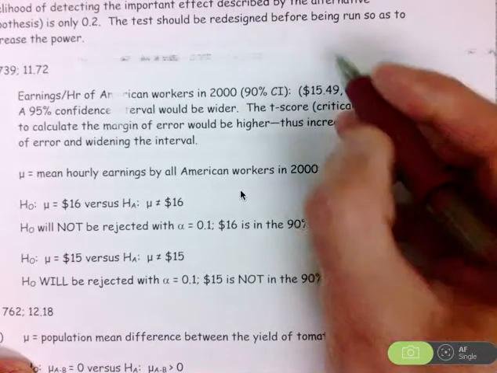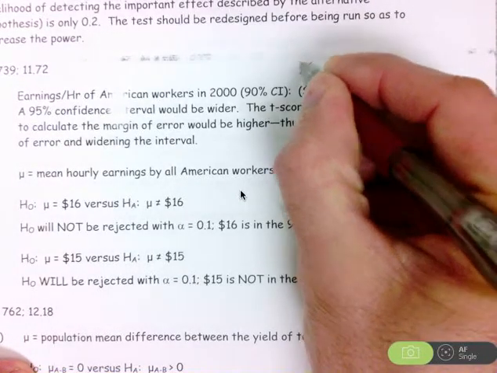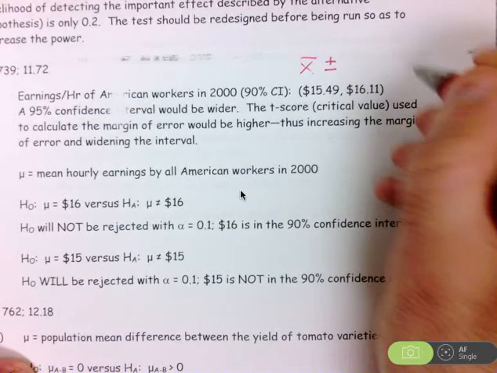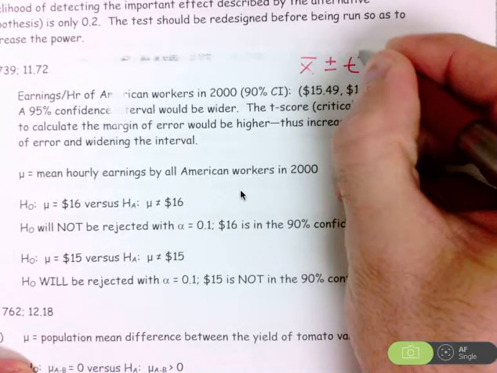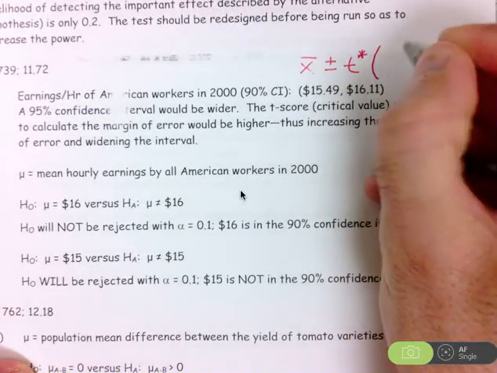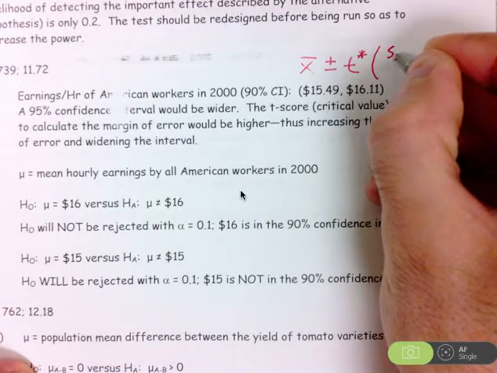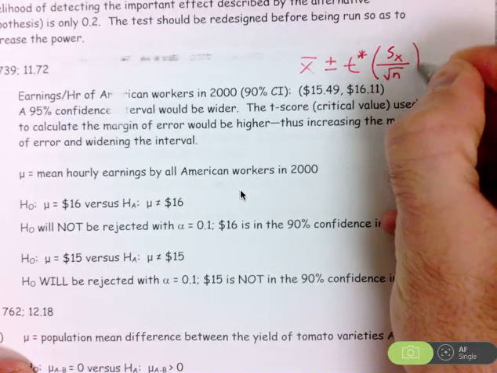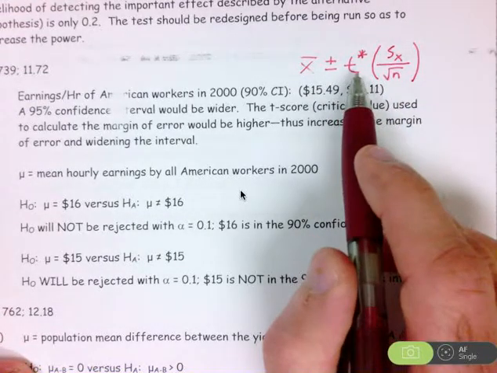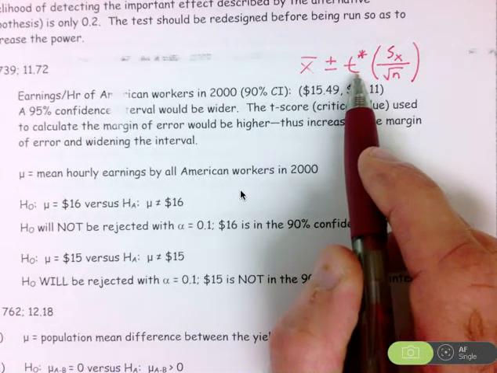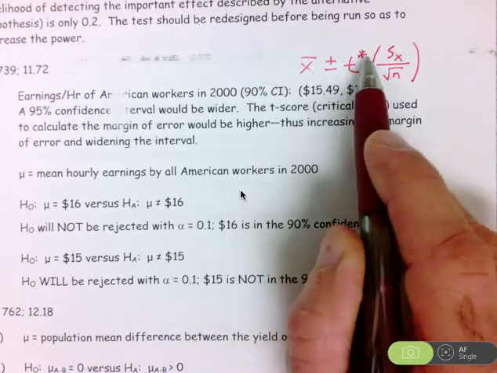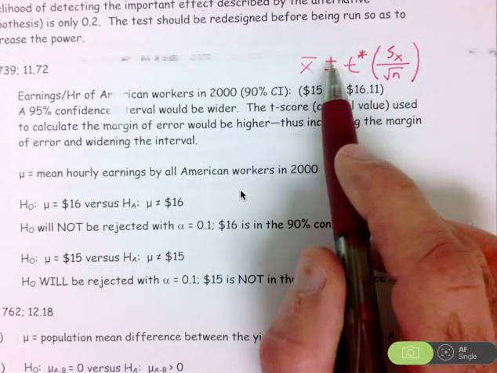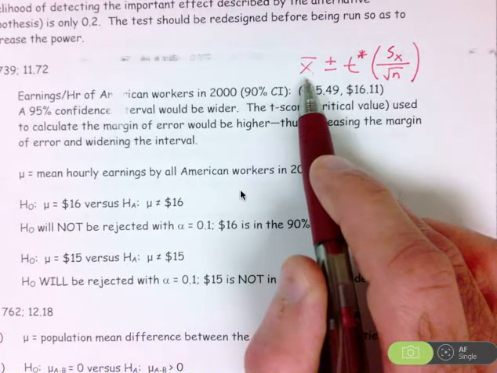Again, if you think about the way a confidence interval is constructed, we're going to take the sample mean, and then we're going to add and subtract the margin of error. The margin of error is found by using the critical value, in this case a t-score, and then we multiply by the standard deviation of our sample and divide by the square root of the sample size. What changes for 95% confidence is this critical value, this t-score right here. For 95% confidence, it would make this critical value larger. That would make the margin of error larger, so you would be adding and subtracting a larger amount to the mean. That would make a wider interval.